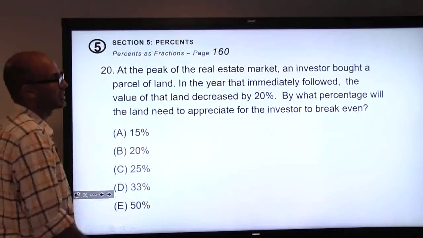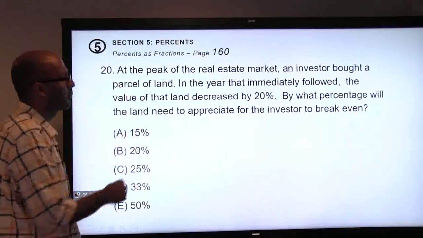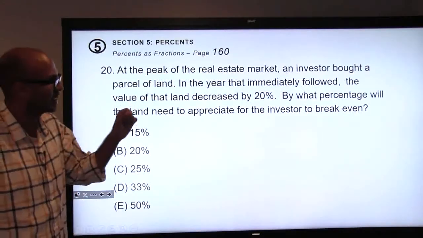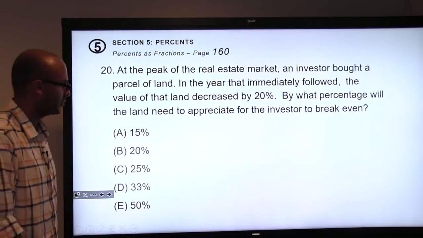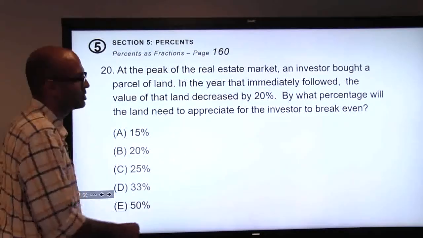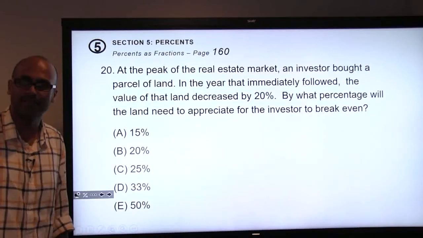It says, at the peak of the real estate market, an investor bought a parcel of land. In the year that immediately followed, the value of that land decreased by 20%. By what percentage will the land need to appreciate for the investor to break even?